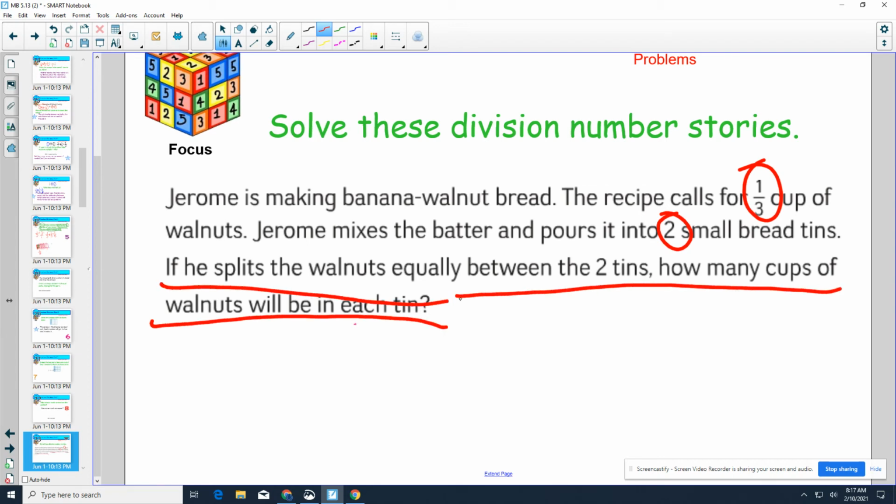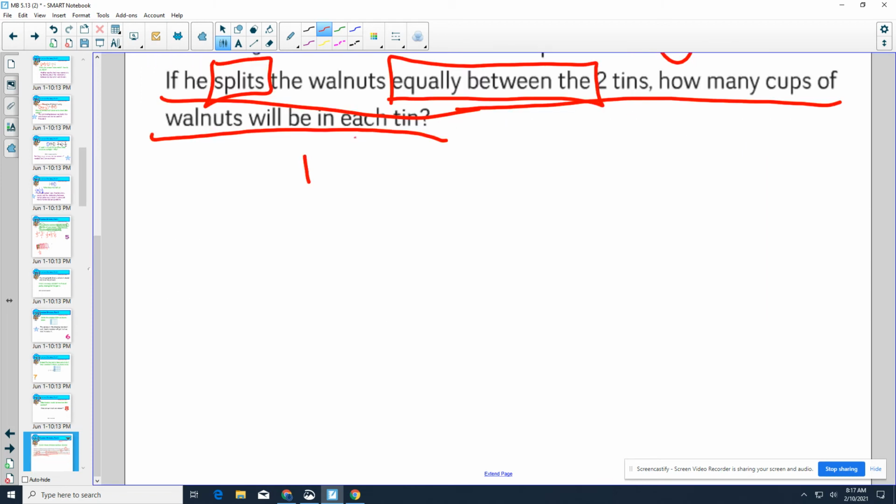Okay, and so I see splits, and I see equally between the 2. So that tells me I'm going to be dividing it up, right? Now I have to ask myself, am I dividing up those bread tins, or am I dividing up the cup of walnuts? Well, it says here if we split the walnuts, so I know that my walnuts is going to be my dividend. That's what I'm splitting up, and I'm dividing it into 2 different pans. Okay, so I want you to pause the video, see if you can figure that out using a number model or using an algorithm. Okay, let's look at this one together.